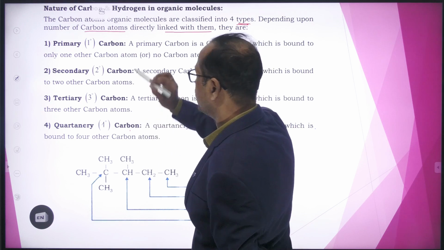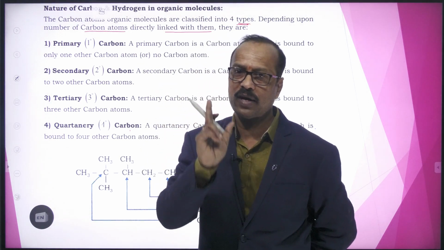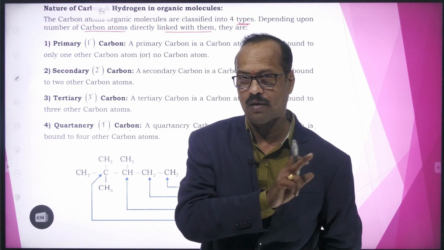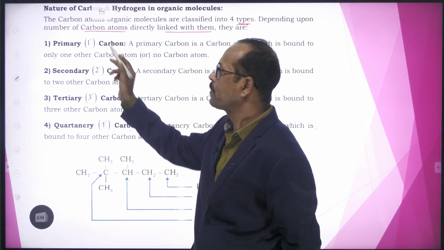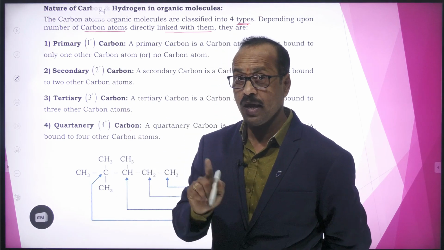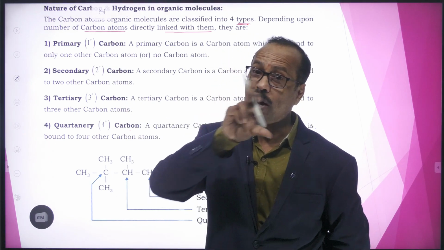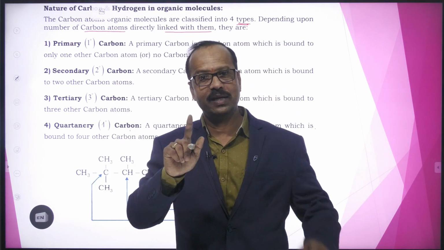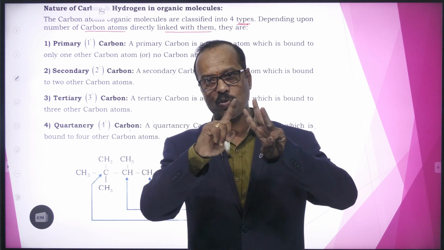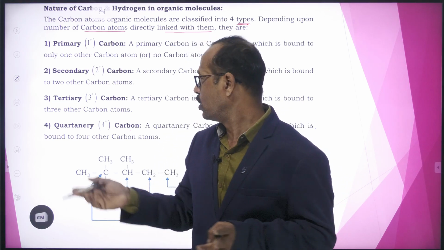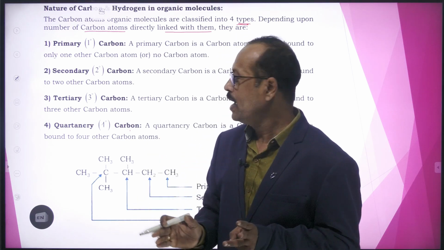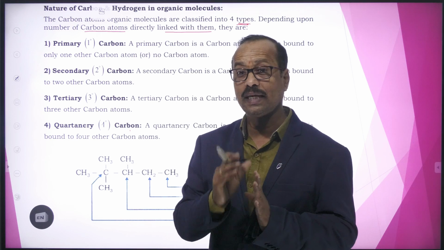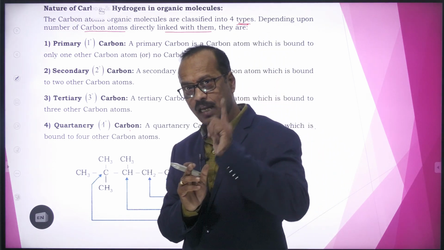Now see here, if in a carbon compound one carbon is attached with only one other carbon, forming a bond with only one other carbon, then that carbon is called a primary carbon. If one carbon is attached to 2 other carbons, then that is called a secondary. If one carbon is attached to 3 other carbons, then that is called a tertiary. And if one carbon is attached to 4 other carbons, then that is called a quaternary. I'll explain it with an example.